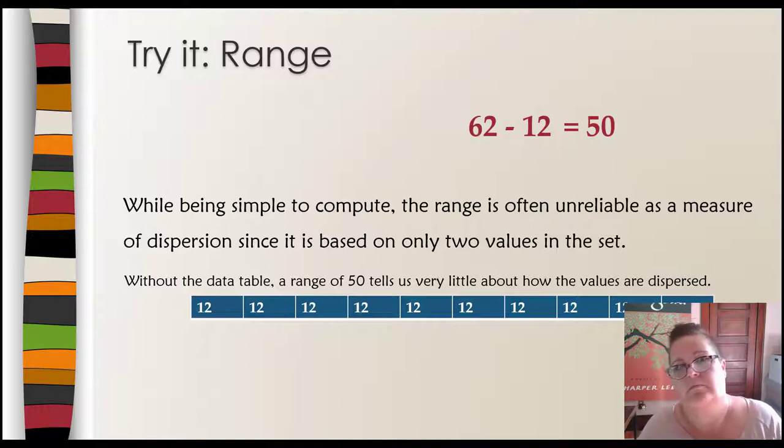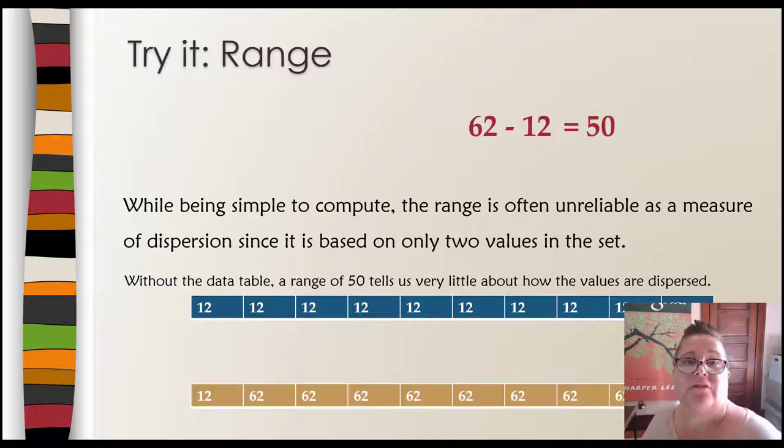Maybe once every 2 weeks, I might throw in an expensive meal. Right? I have a range of 50 with a very similar data set in which I have just one $12 meal and all the rest are $62 meals. This tells you that I'm maybe a little posh, hoity-toity.